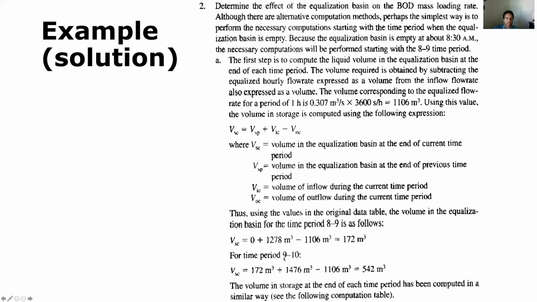We can do that calculation again from 9 to 10. We have 172 cubic meters in the tank based on our previous calculation. That's what we're starting out with. To that, we're going to add the volume of sewage that's received at the equalization tank from the hours of 9 to 10. That's 1,476 cubic meters. And then we're going to subtract what's being discharged from the tank, which is a constant 1,106 cubic meters. That's not going to change again, assuming we're pumping out 24 hours a day, right?